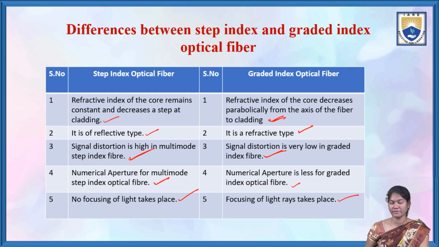So in this session, we have covered the modes of propagation and types of optical fibers. In the types of optical fibers, we have seen the step index optical fiber and then the graded index optical fiber. Step index optical fiber, depending upon the paths, is again divided into two categories, that is single mode and multi mode. So we have seen what a single mode step index optical fiber is and what a multi mode step index optical fiber is.